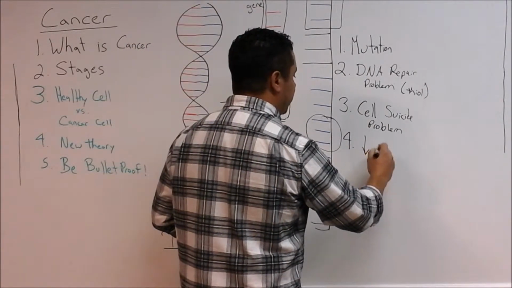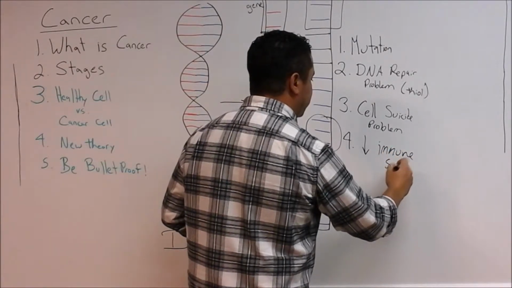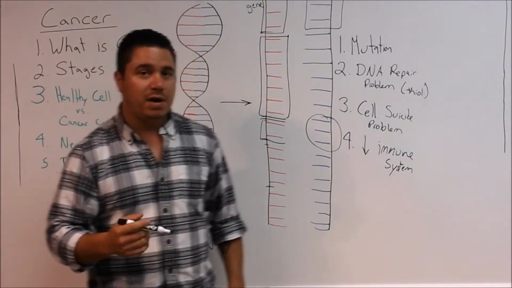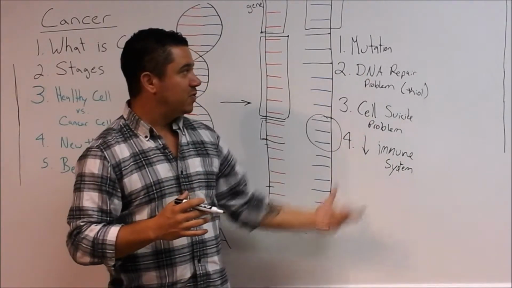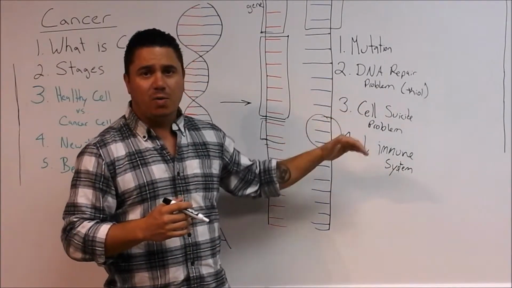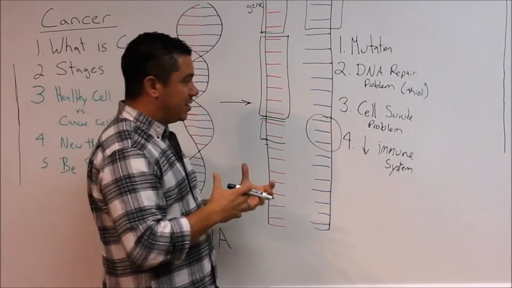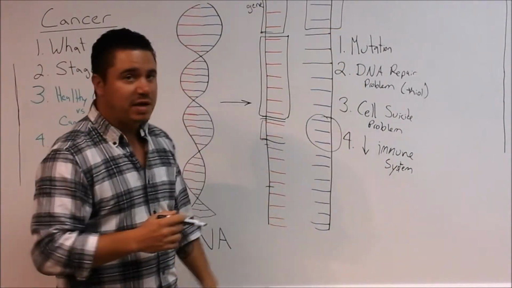So, decreased immune system. That's the issue right now. So when this happens, this is how you create a cancer cell. All of these things have to go wrong in your body. We have so many mechanisms to block this and to heal from it. For some reason, with a cancer cell, these are the steps that take place.